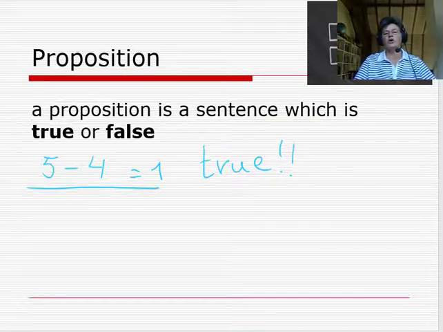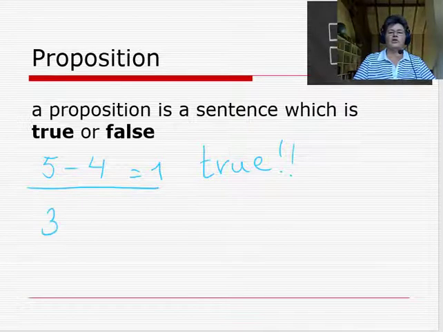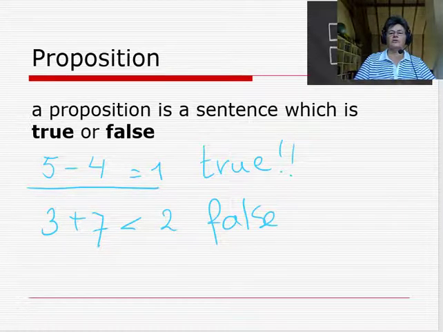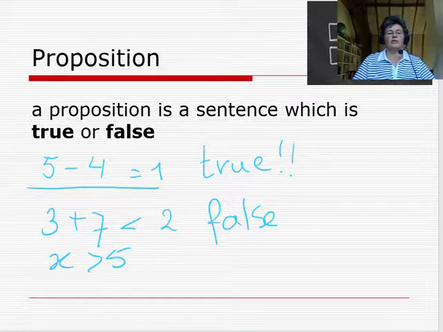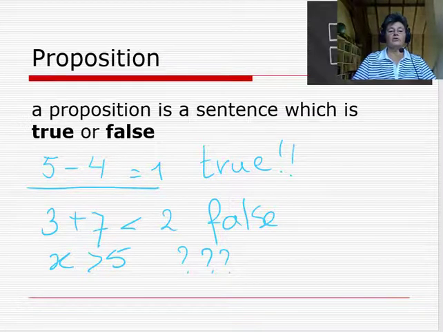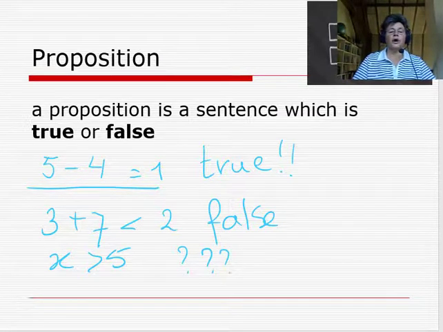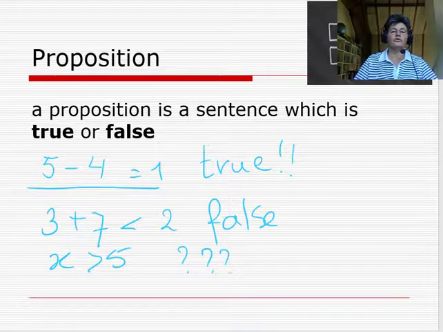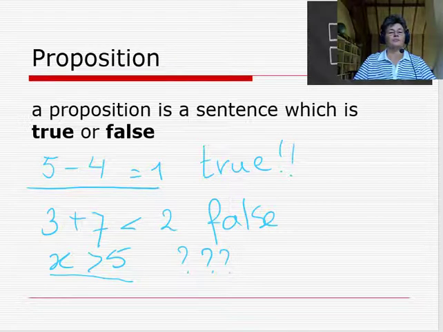It's yes or no. So for instance, 3 plus 7 smaller than 2. That's false. So we know the answer. But something like this, x larger than 5, then we get a complete blank because we don't know the value for x. So the first two are propositions because they are sentences for which we know they're either true or false. And the third one is not a proposition because it depends on the value of x.